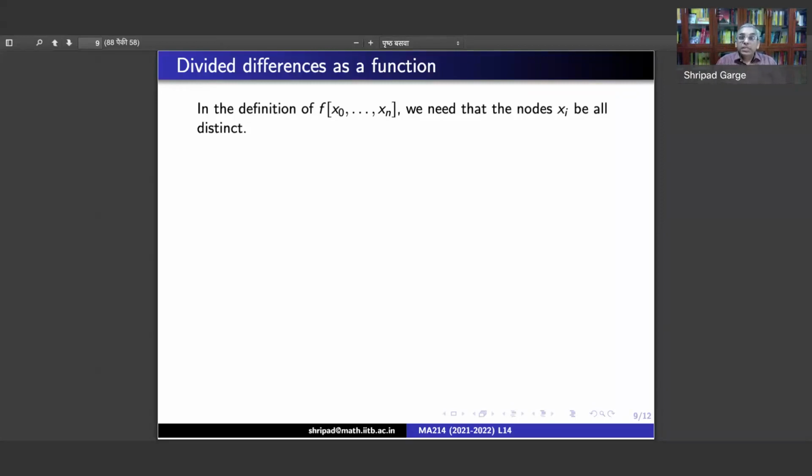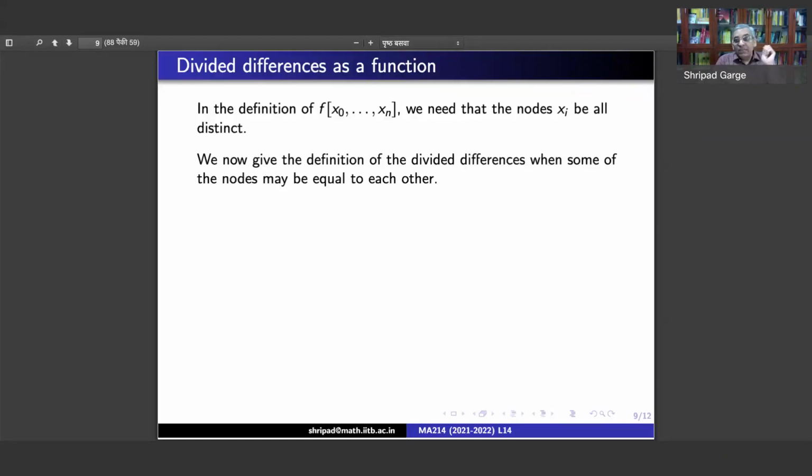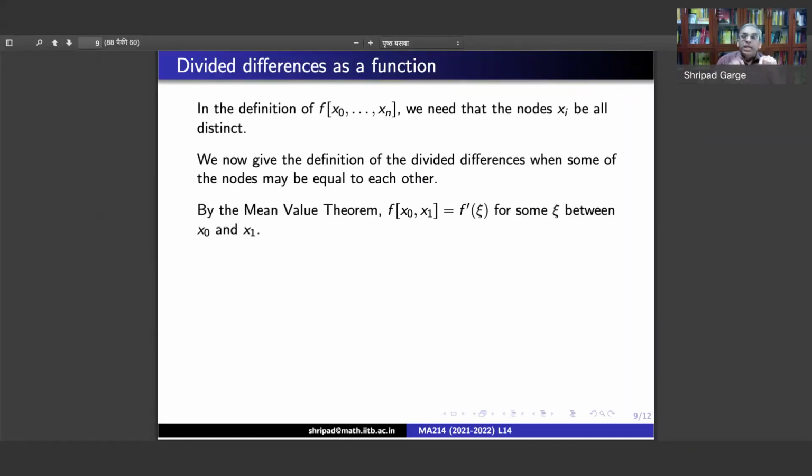And therefore this divided difference, which is taken from the x power n coefficient, really doesn't exist because the number of nodes has now gone down. So the fact that the nodes be all distinct is very much important when we used our definition to write down the divided differences. But in fact, we are now going to think about how the definition can be modified to see where some of the nodes can also be equal. So before going to that, let's observe that the mean value theorem will tell you that f of x naught x1 is the derivative of your function f at some point xi between x naught and x1.